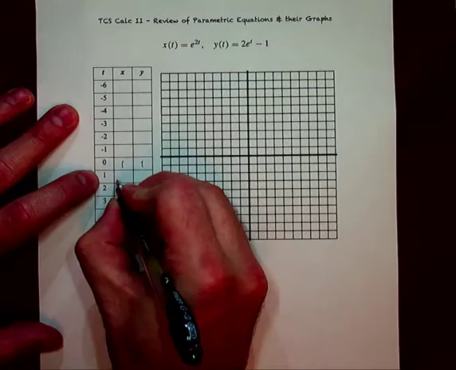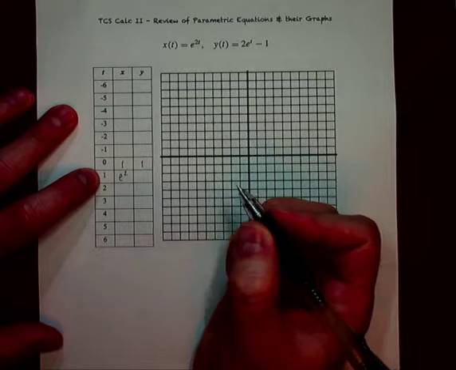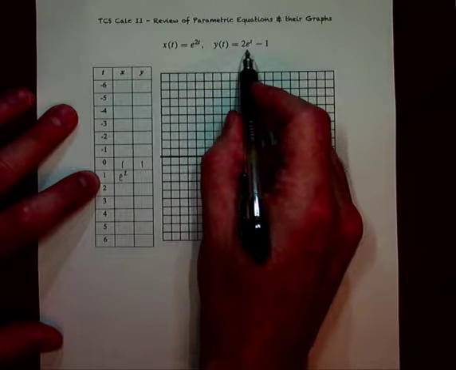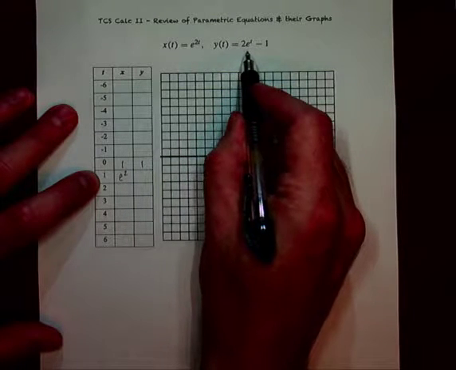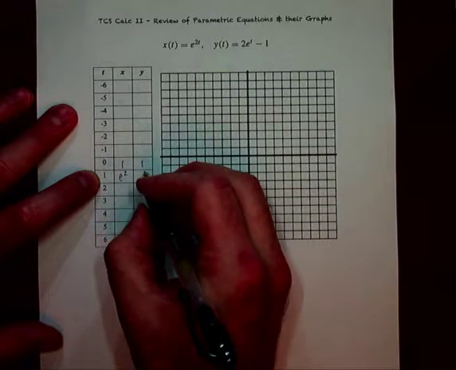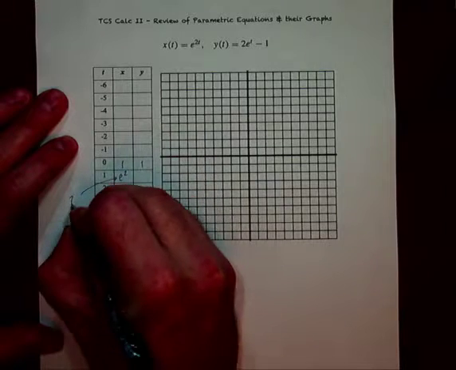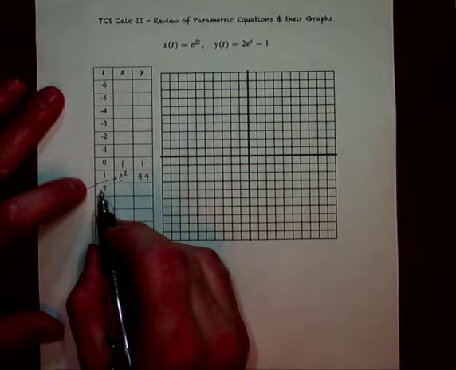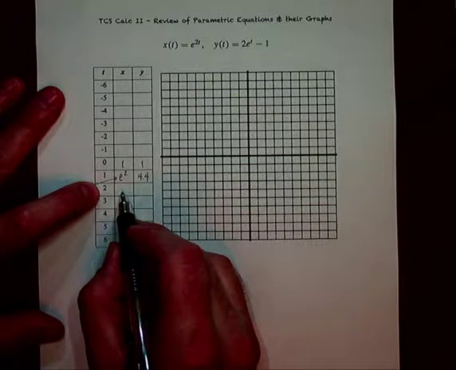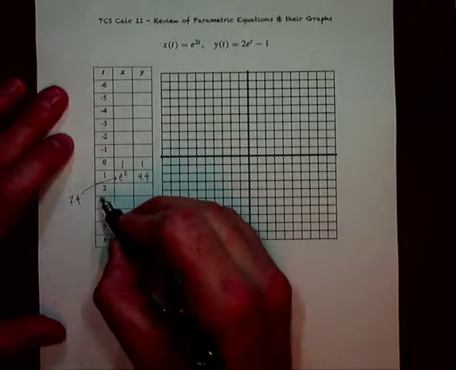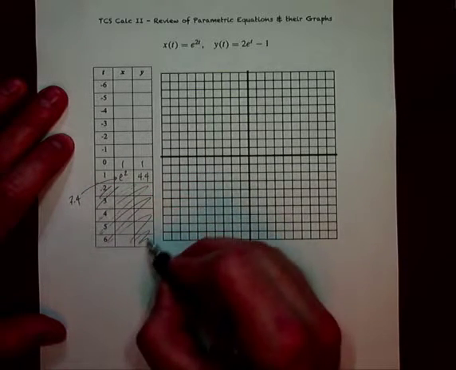Plug in 1, we're going to get e squared. And plug in 1 over here, and you're going to get 2 times e minus 1. Well, 2 times e is roughly 5.4, minus 1 is 4.4. By the way, this right here is 7.4. Now let's just go ahead and use the approximations from now on. Now, of course, when I plug in 2, this is going to be e to the 4th. Well, if e to the 3rd is 20, e to the 4th is way off the Cartesian plane, so I don't need it. So all of these are fine, they're just not on the Cartesian plane.